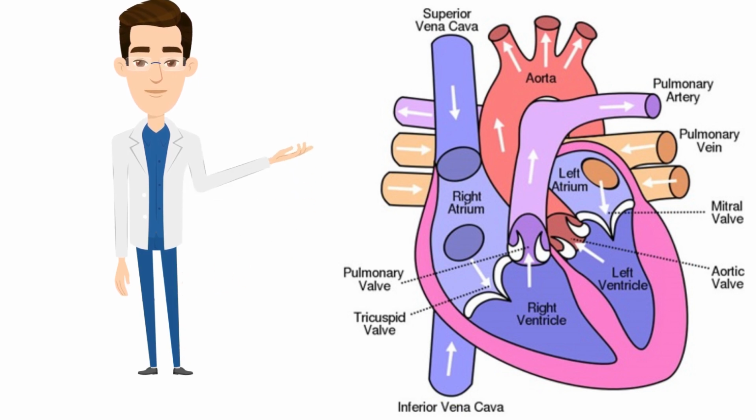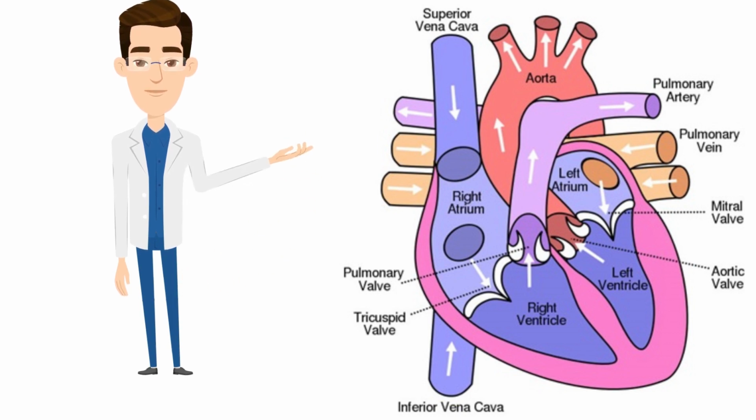2. Pulmonary artery carries deoxygenated blood from the right ventricle to the lungs. 3. Pulmonary veins carry oxygenated blood from the lungs to the left atrium. 4. Aorta, the largest artery, delivers oxygenated blood from the left ventricle to the body.